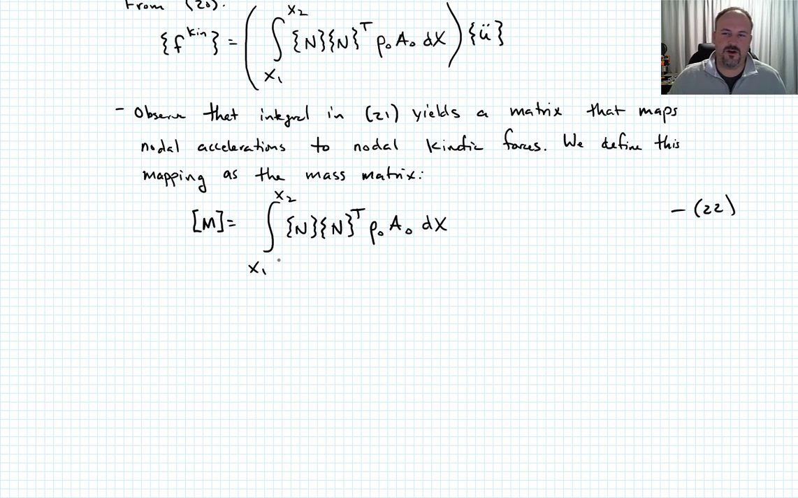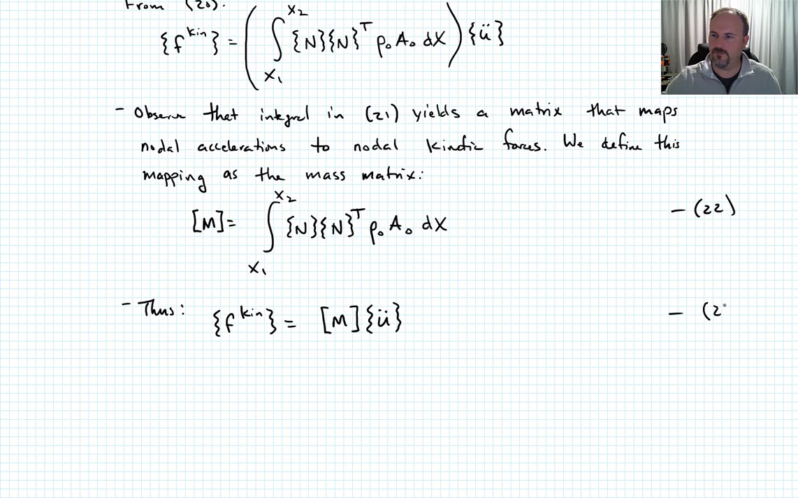I would encourage you to go back and look at the mass matrix that we developed in the linear equations, and it looks almost exactly like this. So we've arrived at the same conclusions via a little bit of a different route. So what does this say? This says thus, our kinetic force vector is equal to M times U double dot. That's a pretty important conclusion.